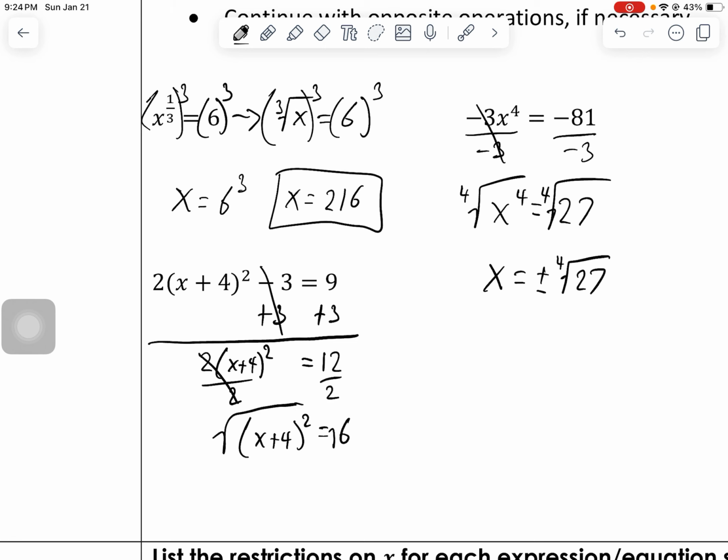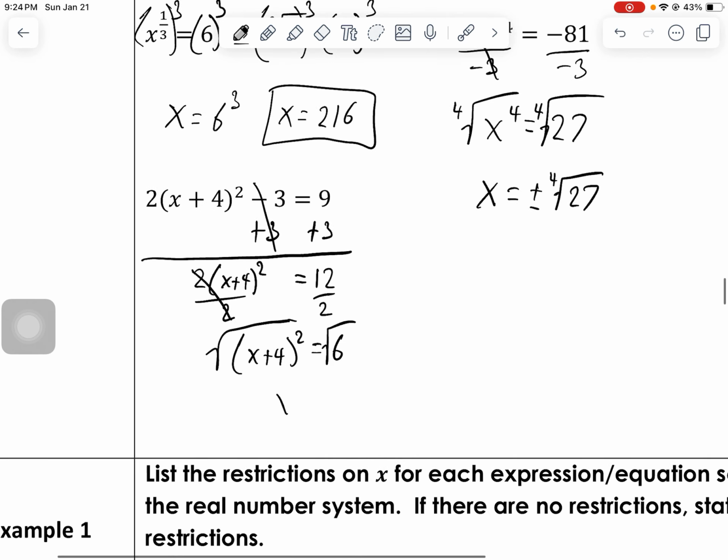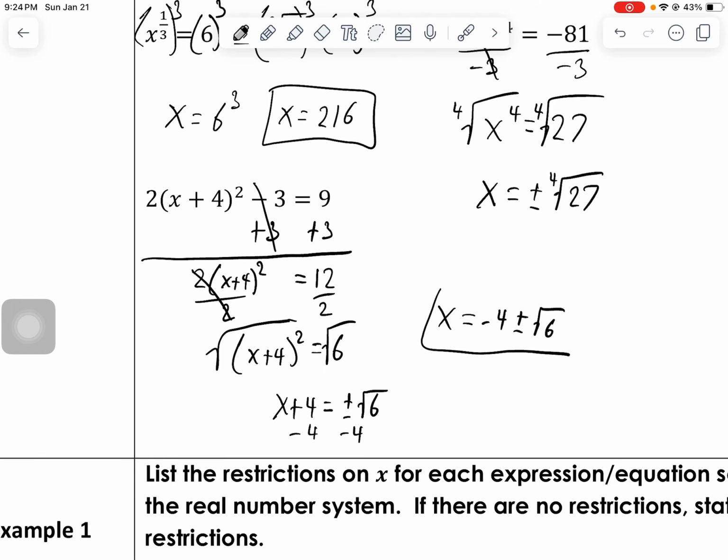Then we take the square root of both sides. And in this case, it's x plus 4 equals, don't forget the plus or minus, because it was an even root we took. And then we would subtract 4 from both sides. And this is actually a problem that we did back in unit 3. So this would be x equals plus or minus, let me put the 4 first. Negative 4, then the plus or minus the square root of 6.